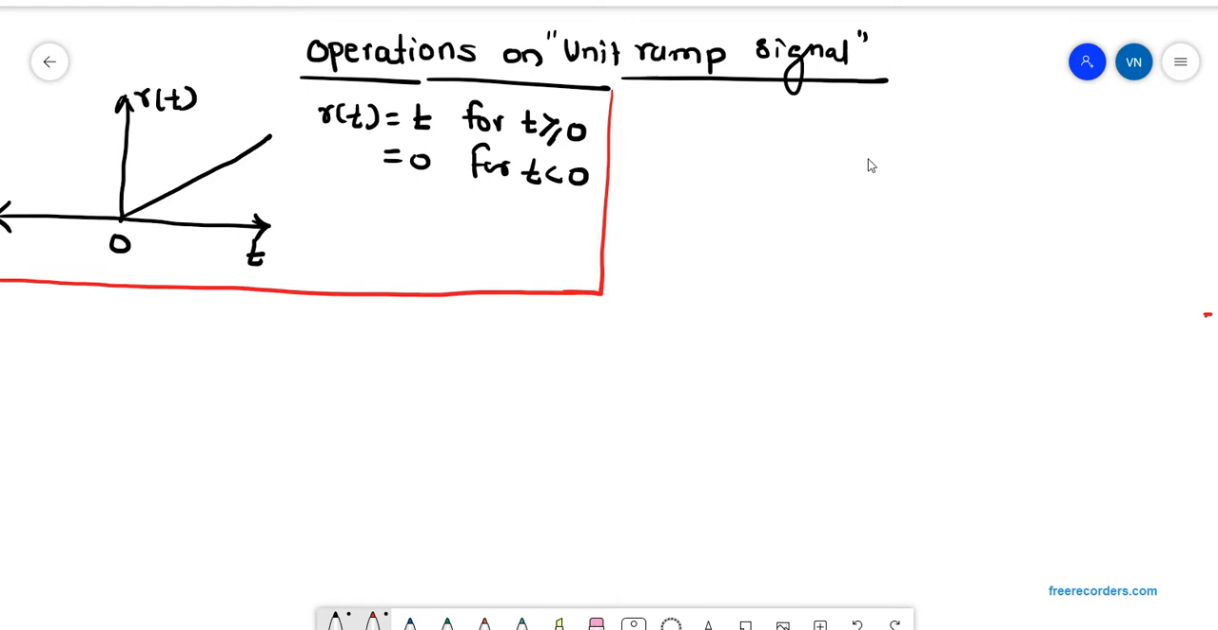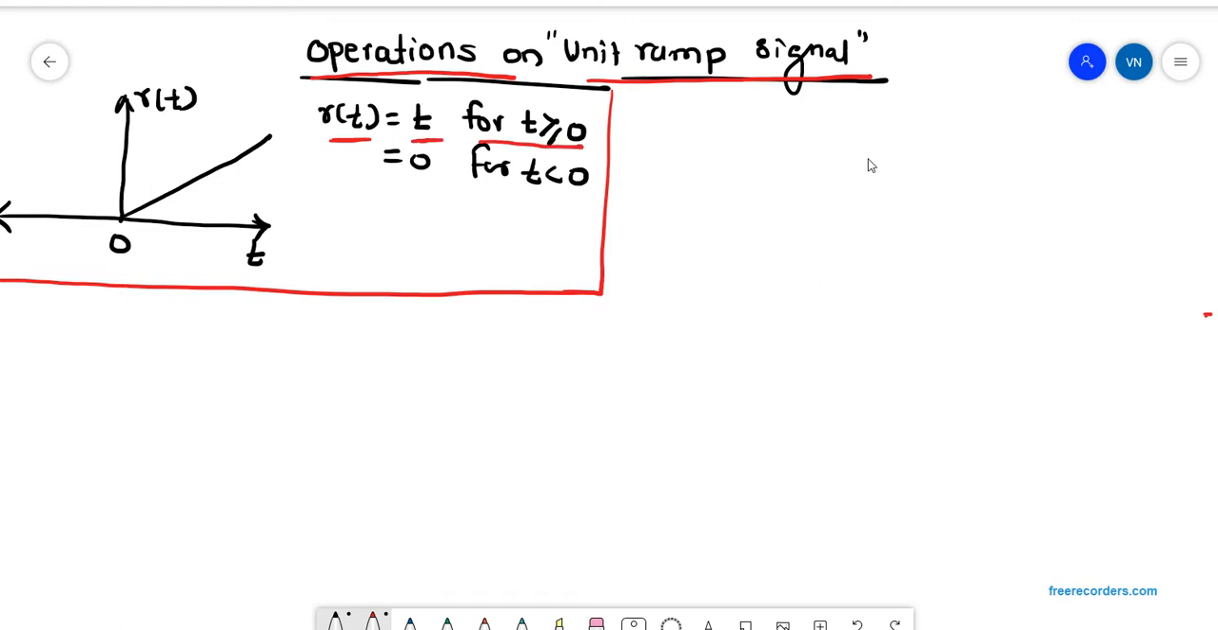So in today's lecture, we're going to see operations on the unit ramp signal, or you can also call it a unit ramp function. Basically this is the condition and this is the actual signal of the unit ramp signal. The unit ramp signal is defined by R of t, which we have already discussed, is equal to t for t greater than or equal to 0.